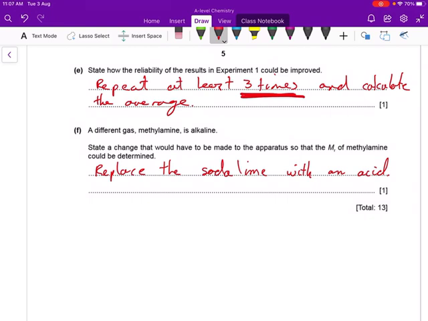Okay? They're changing the experiment. Now they're replacing the acidic gas with an alkaline gas. So we need to also replace the soda lime, which is alkaline, with something that's acidic, because we would still like that neutralization reaction taking place, and we can measure whatever is released. So, a very basic question number 1, usually with the methods, calculations and conclusion in there.